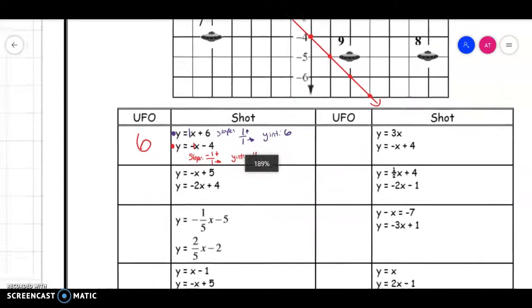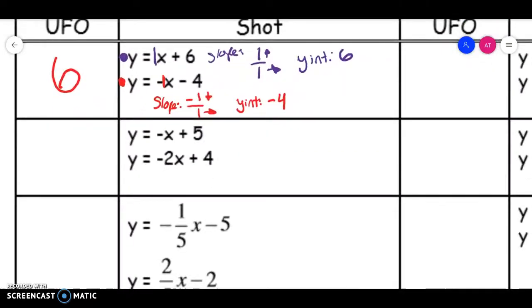Okay, let's do the one right below it. So I'm going to use green this time and orange. Why not? You don't have to use two different colors. It's completely up to you. So I know that my slope for this one is a negative 1 because it's attached to the x as a negative. So negative 1 over 1 means I'm going to go down 1 to the right 1. And my y-intercept is at a positive 5.